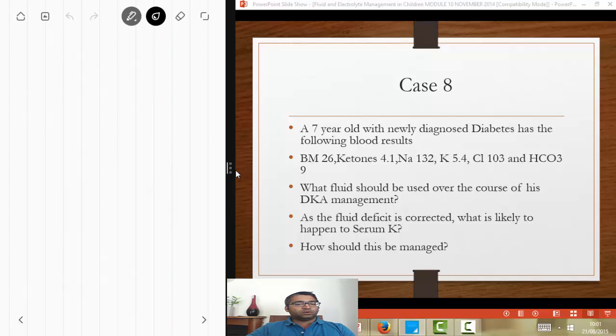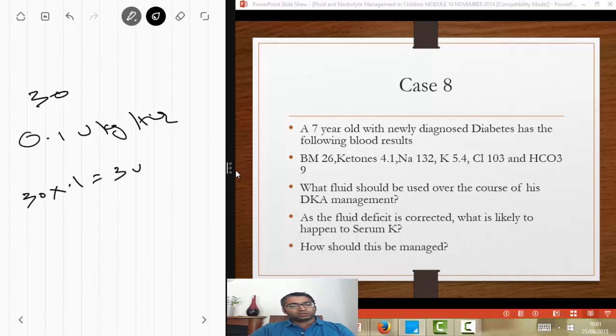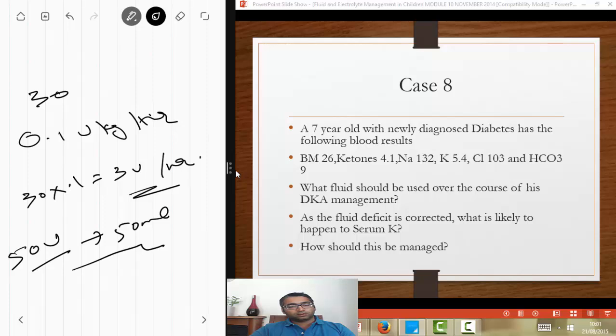So how much insulin would you normally start? This child's 30 kilograms, so you want to give 30 times 0.1, 3 units of insulin per hour. So how do you make it up? You take 50 units of insulin and put it in a 50 ml syringe. So you've got 50 ml and 50 units in it, so that will be 1 unit per ml. So you infuse 3 ml per hour, that will give you 3 units per hour.